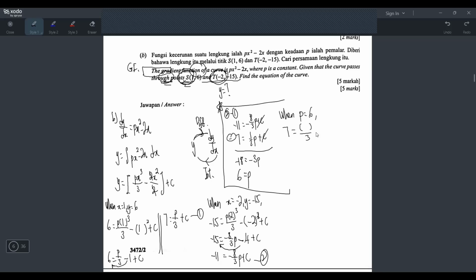7 equals P over 3 plus C. P is 6, and then now you get C. Okay, 6 divided 3, you get 2. Pindah jadi -2. 7 minus 2 is 5.